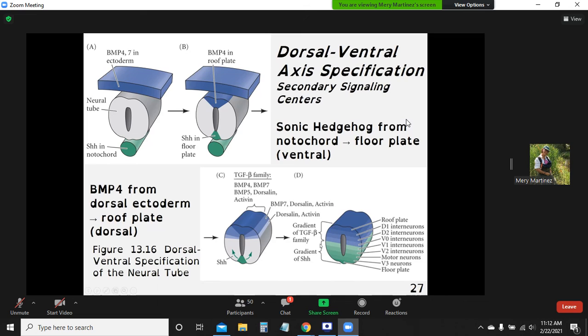BMP4 is the main protein that induces a cascade of the TGF beta on the roof of the neural tube. The same thing as the notochord induced the mid-hinge point to secrete Sonic hedgehog. In this case, BMPs will induce the roof of the neural tube to secrete more BMP. Is that clear? Yep, okay. And wherever is in the middle, in here, will be interneurons.